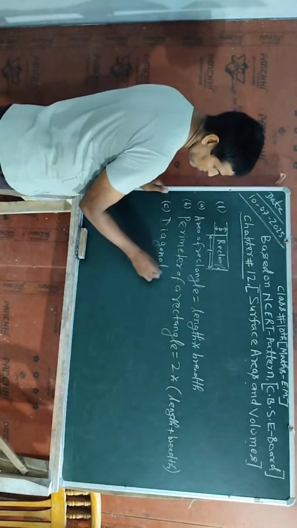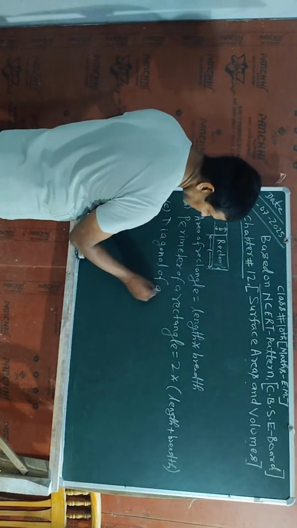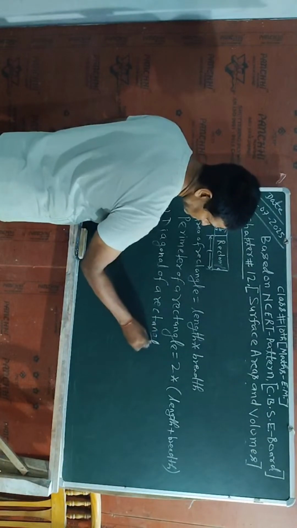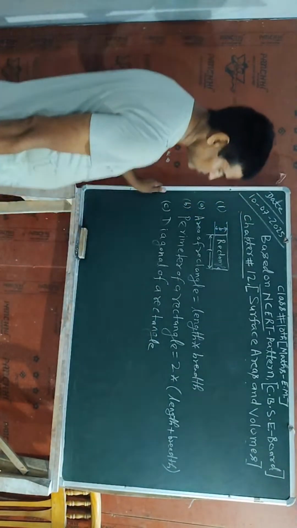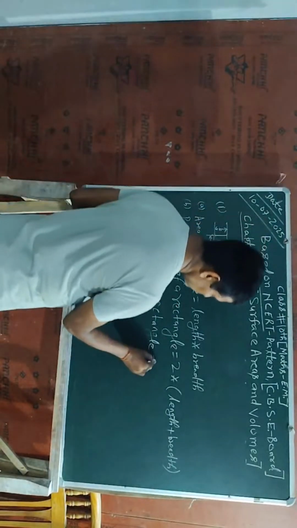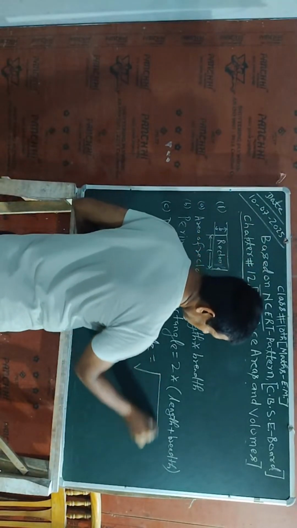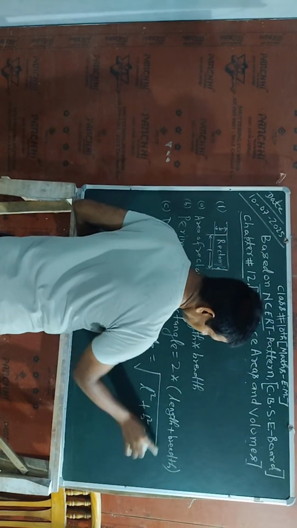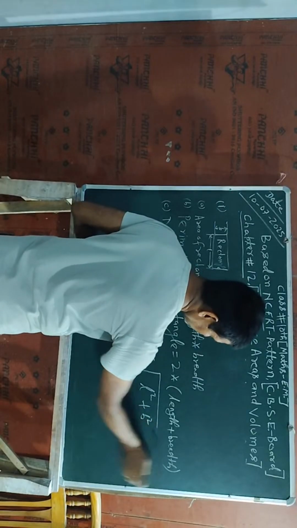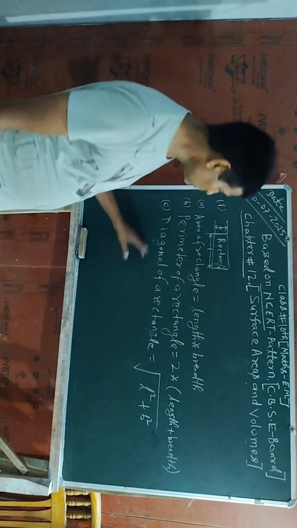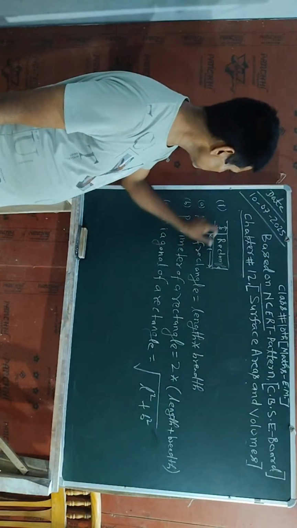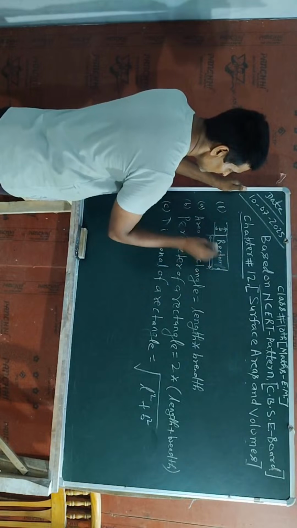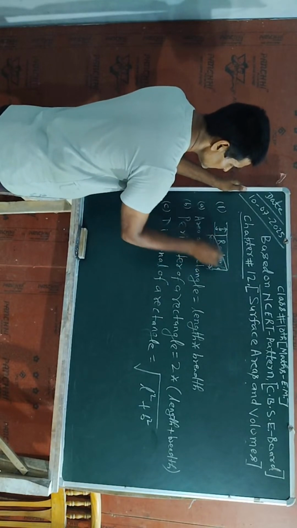Diagonal of a rectangle, which is equal to, I will write in the formula, square root of length square plus breadth square. This is the formula, because diagonal of a rectangle is equal to the square root of length square plus breadth square.